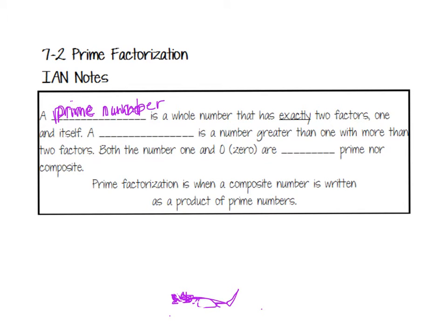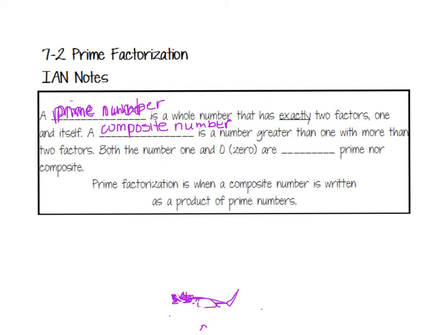Now every number will have 1 times itself. Only certain ones stay there. If they continue and you can find more factors, then it's called a composite number. So a composite number is anytime you go past that 1 times itself. If you find at least one factor other than 1 times itself, you have a composite number.